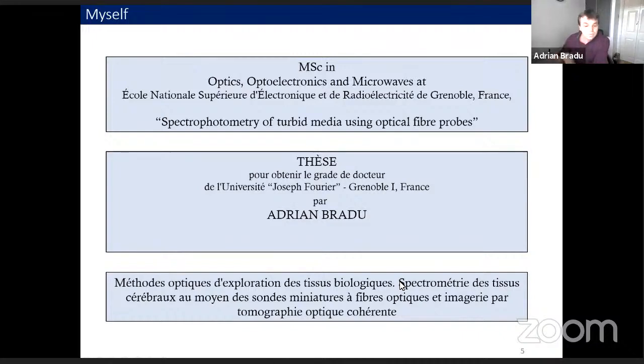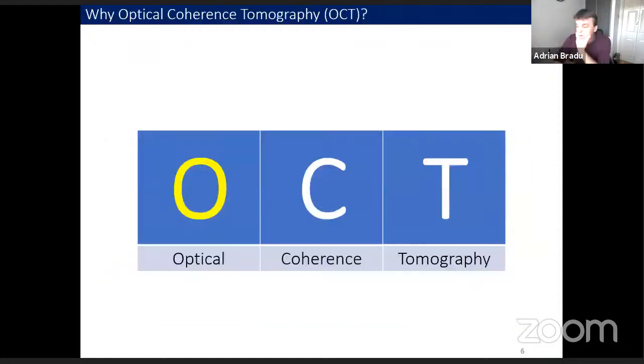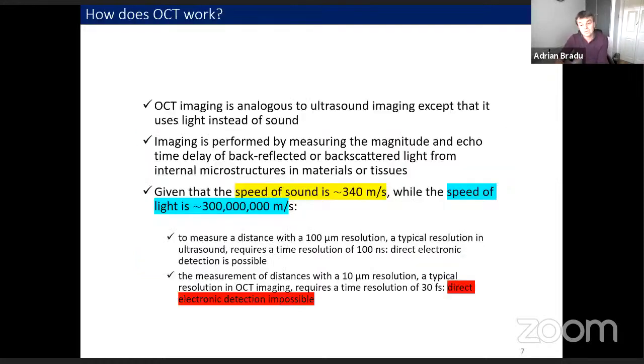It's about using optical methods to investigate biological tissues. Right. So about this technology, the OCT. What does that stand for? O is optical, because you're using an optical source, with coherence as a property of light, and then we do some kind of tomography. So how does it work?